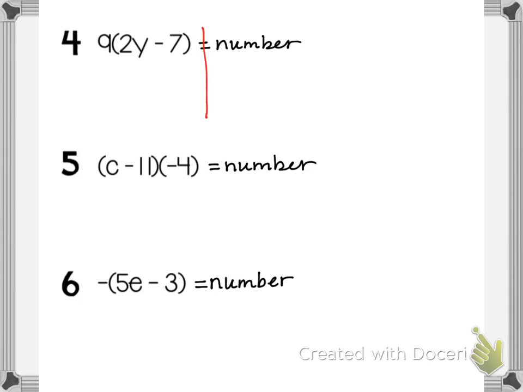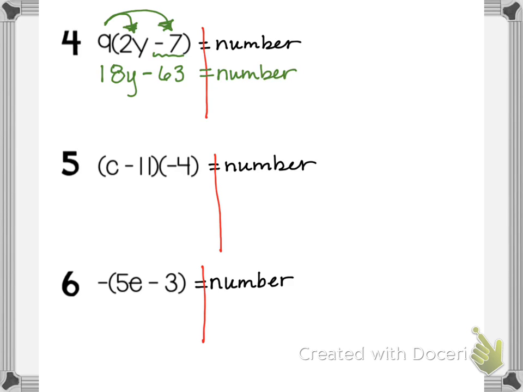All right, so I know these are all going to be two-step. So I'm going to sit here. I have 9 parentheses 2y minus 7. 9 times 2y, 9 times negative 7. 9 times 2y is 18y. 9 times negative 7, negative 63, equals some number. Okay? It doesn't matter. I'm getting it to a two-step. Now I can go and solve.